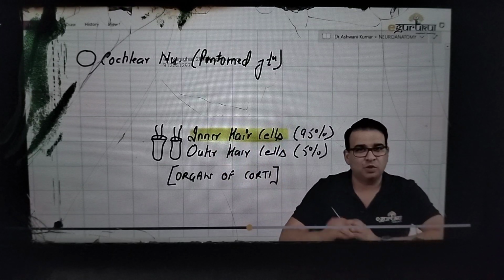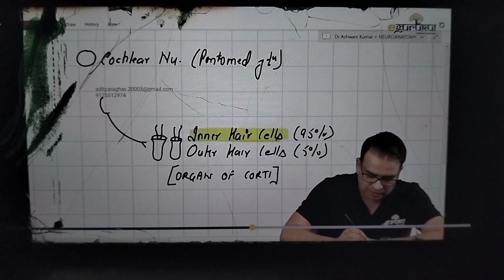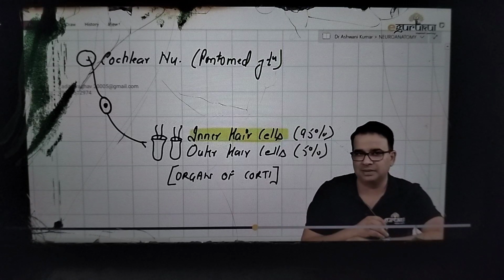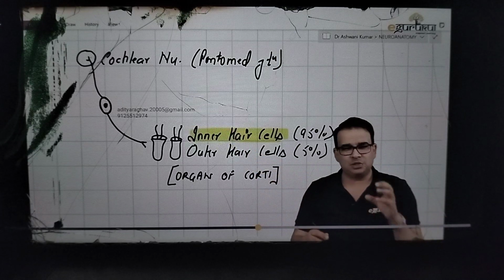So what is that first order neuron which is predominantly starting from the inner hair cell? That is the peripheral process and the central process of this neuron, which is connecting the inner hair cell to the cochlear nucleus of the same side, of course. And this ganglion that I just drew is situated in the wall of the cochlea.